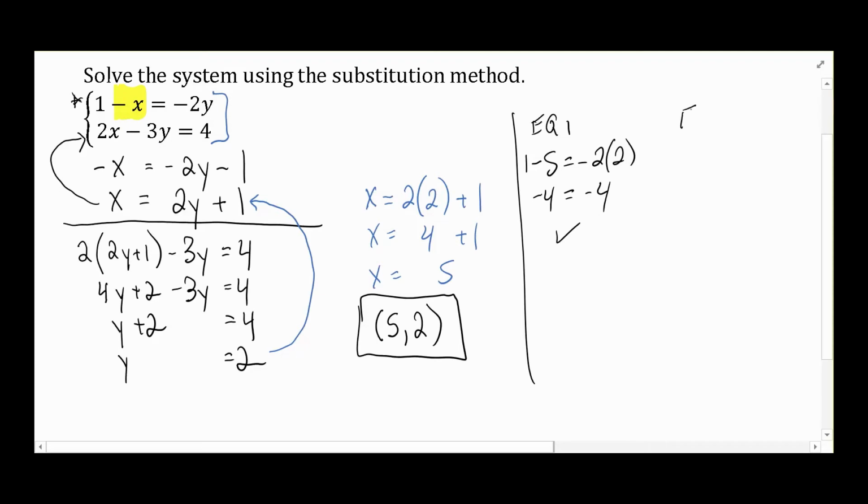That checks out. With equation 2, we have 2 times the x value minus 3 times the y value is supposed to equal 4. That's 10 minus 6 is 4. That checks out as well. So 5, 2 is in fact the correct answer.